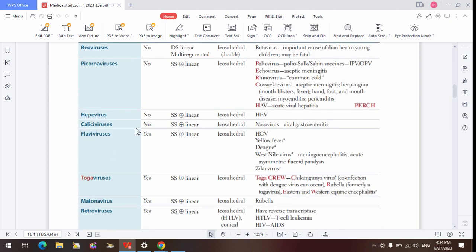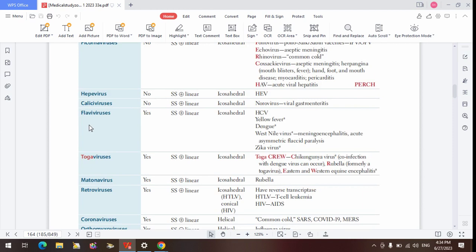Calicivirus is one of those non-enveloped viruses, and the only one that is worthy of notice is norovirus. Hepatitis E causes fulminant hepatitis, hepatitis that is very life-threatening. That can almost kill the patient, particularly in pregnant women.